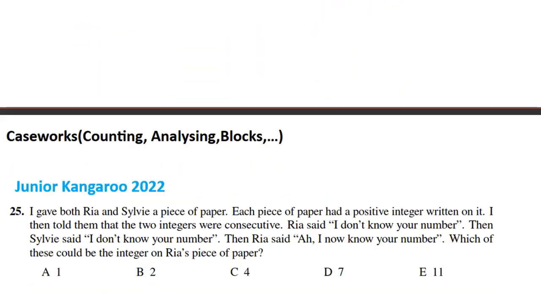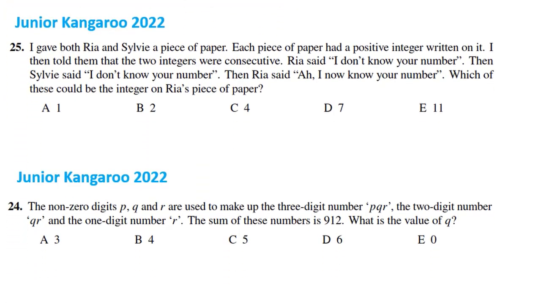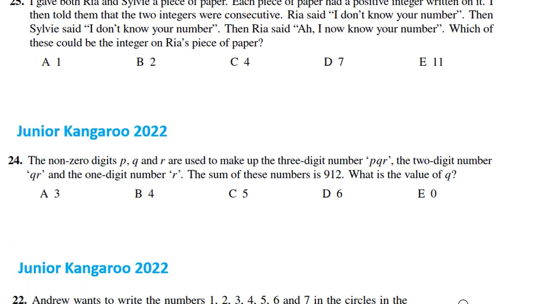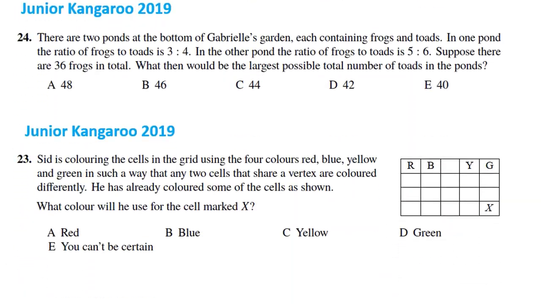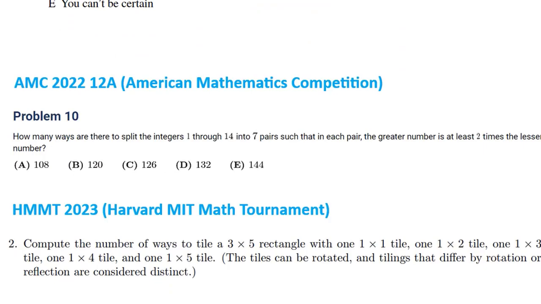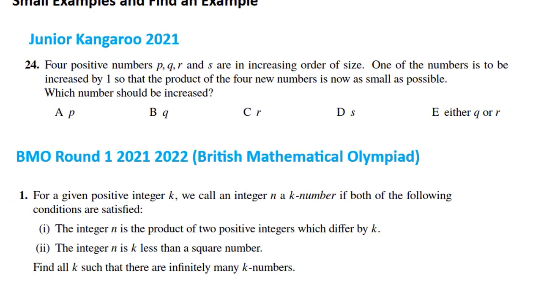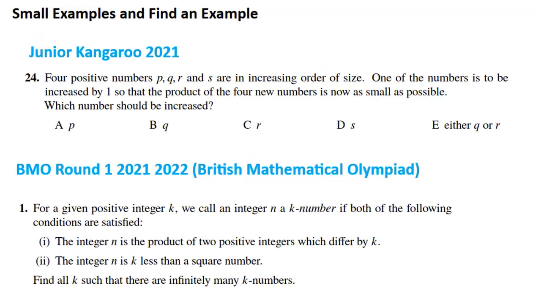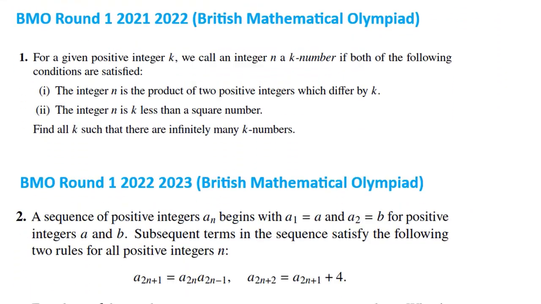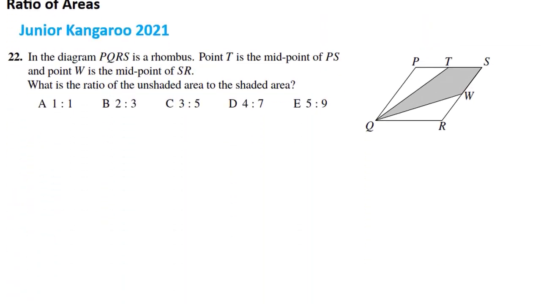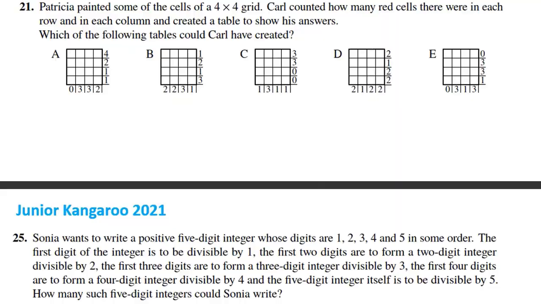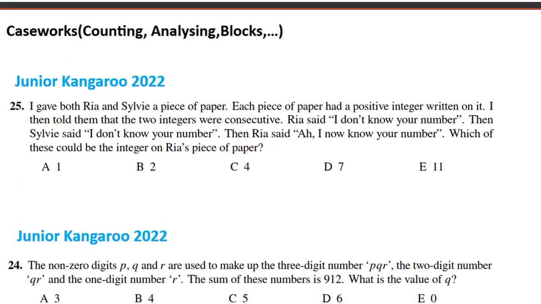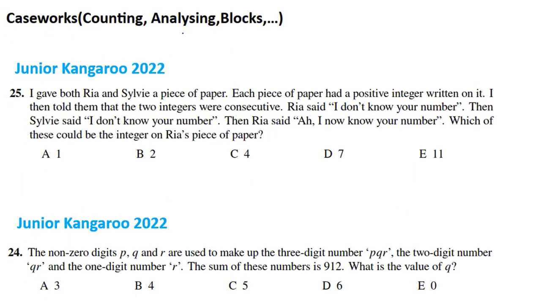So from these 4 ideas, for example, from the first idea, casework, these problems of Junior Kangaroo 2022, 2021, and also problems of 2019 here, a problem from AMC, a problem from HMMT, small example, this problem from Junior Kangaroo 2021, BMO round 1, round 2, ratio of areas, and here speed problems, which is also useful in AMC. So let's start from the first idea: casework, counting, analyzing, and blocks, and other ideas.